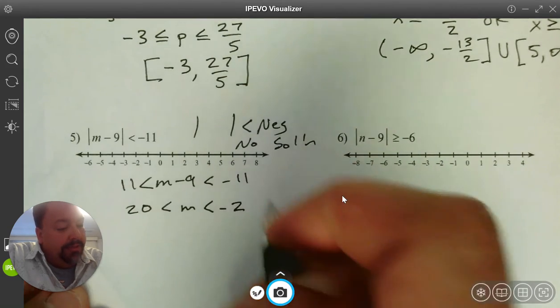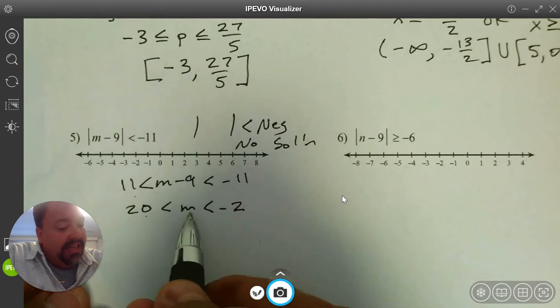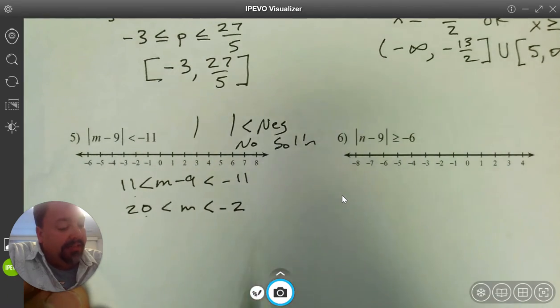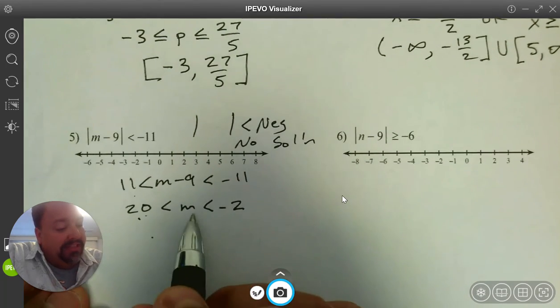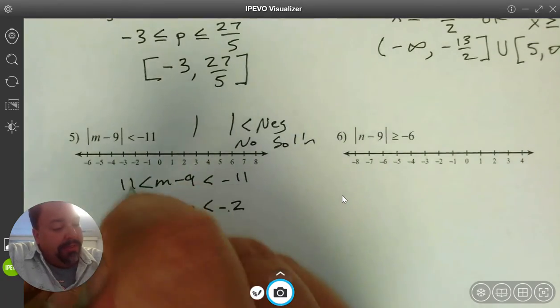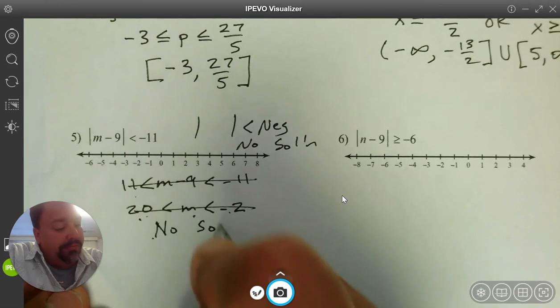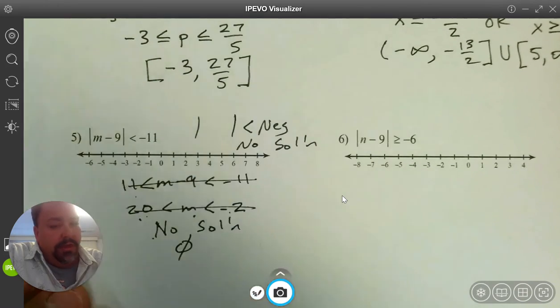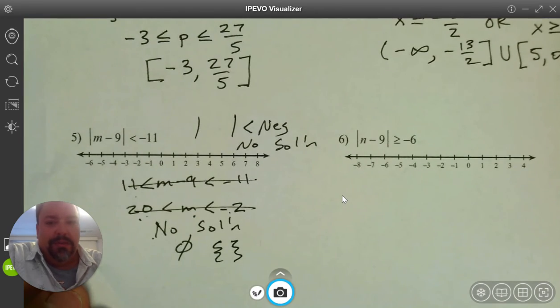Add 9 to both sides, add 9 over there. We get 20 is less than m, which is less than negative 2. And that doesn't make sense. How can 20 be less than a number which is less than negative 2? So this is, again, no solution. But in general, you don't need to write that. You can just write no solution. You can also use a circle with a line going through it, or some empty braces to write no solution.